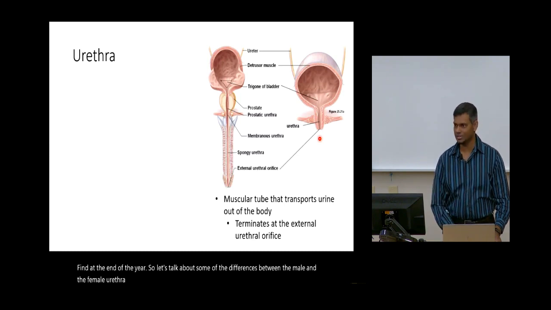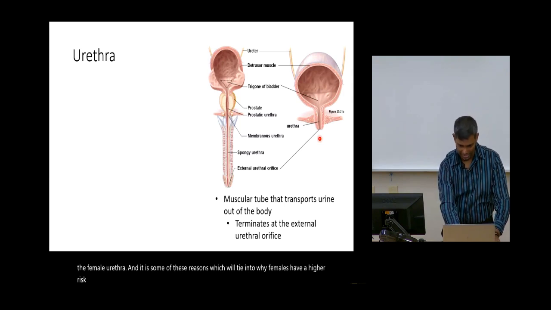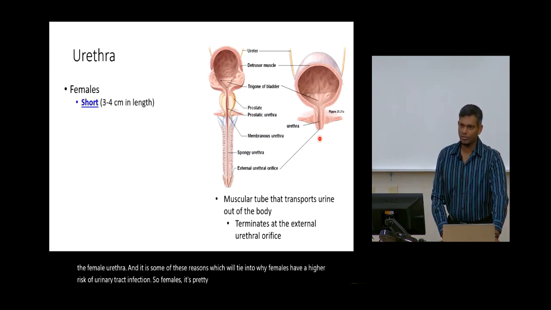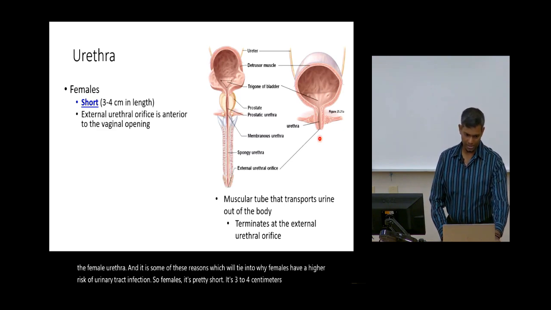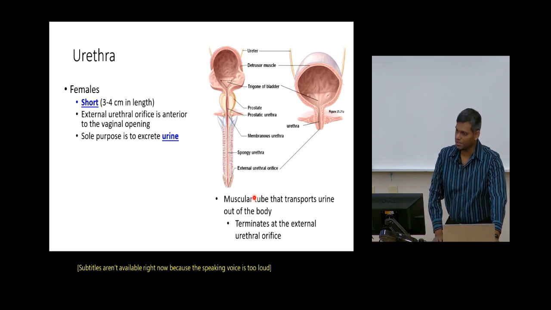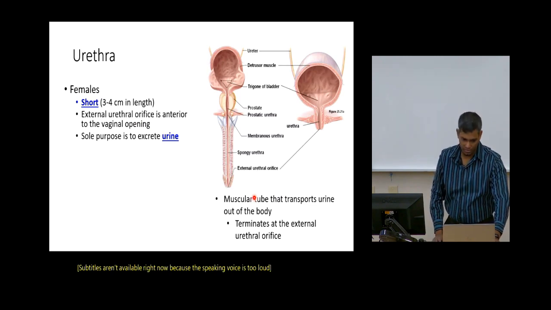So let's talk about some of the differences between the male and the female urethra, and it is some of these reasons which tie into why females have a higher risk of urinary tract infection. In females, it's pretty short, 3 to 4 centimeters in length. The orifice, or the opening, is anterior to the vaginal opening, and it has the sole purpose of excreting urine, right?